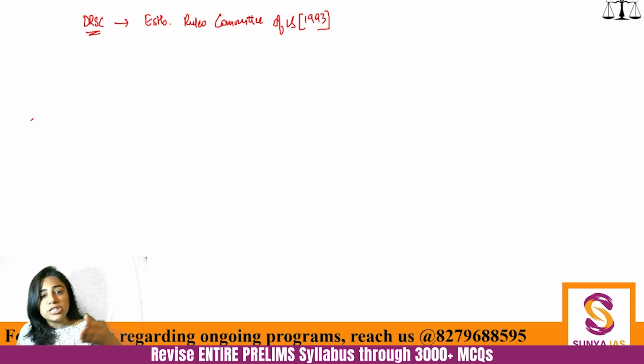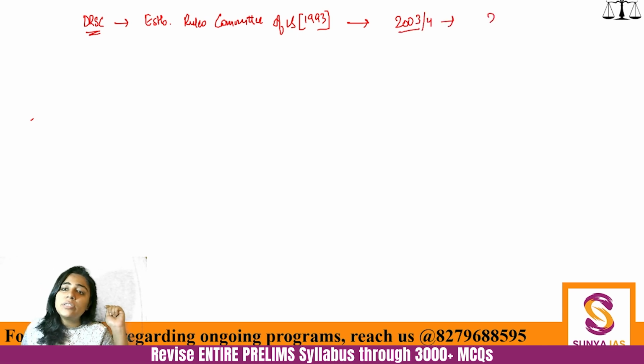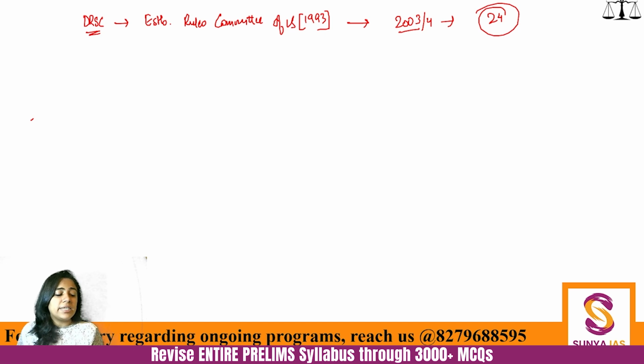Established on the recommendations of Rules Committee of Lok Sabha in 1993. So, Rules Committee of Lok Sabha suggested that there should be department-related standing committees, and they were established in 1993, much later after the Public Accounts Committee, much later after the Estimates Committee. So, I hope you understand. The number of committees were further expanded in 2003, 2004, and right now there are 24 department-related standing committees. I hope this is very clear.